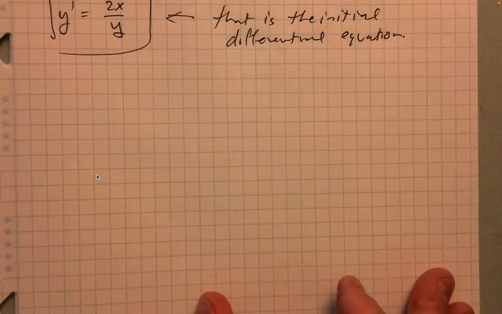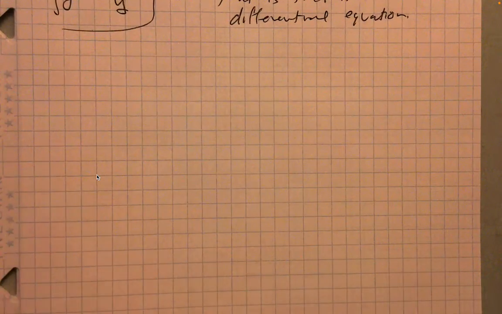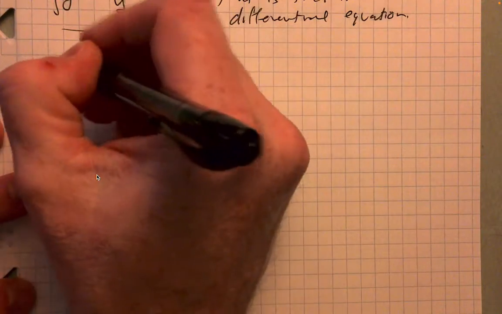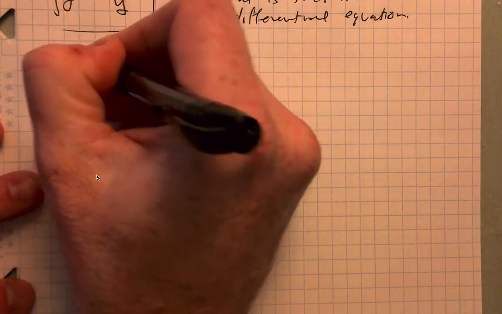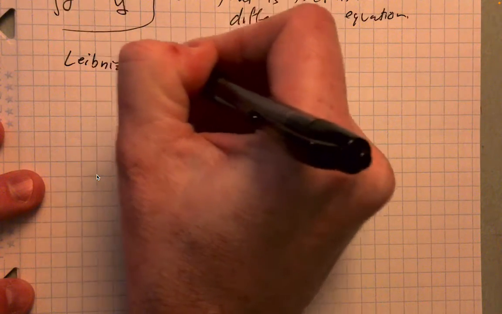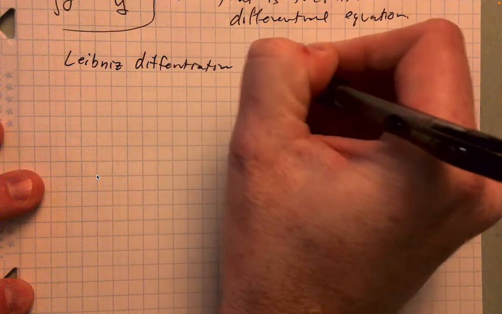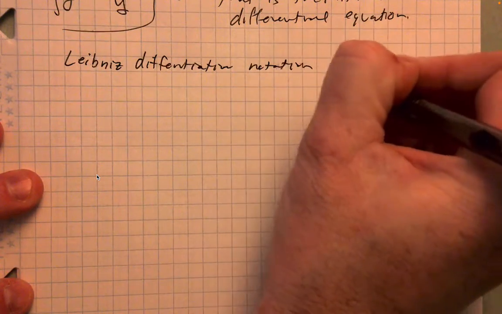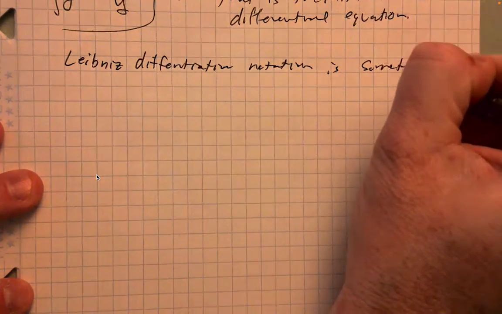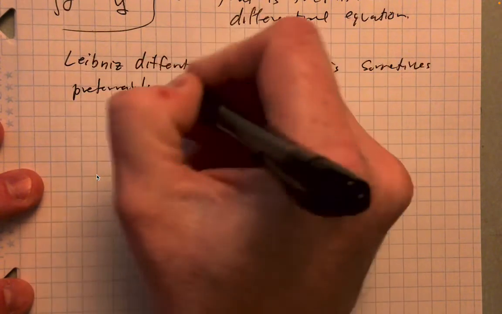good. So sometimes the notation can get a little tricky here. So Leibniz notation for the derivative, Leibniz differentiation notation, is sometimes preferable with separation of variables.